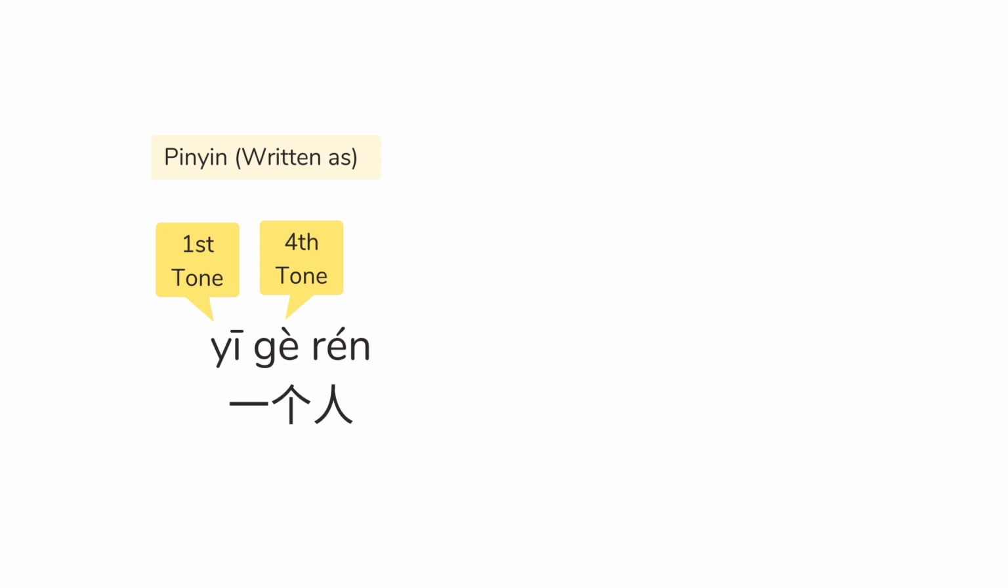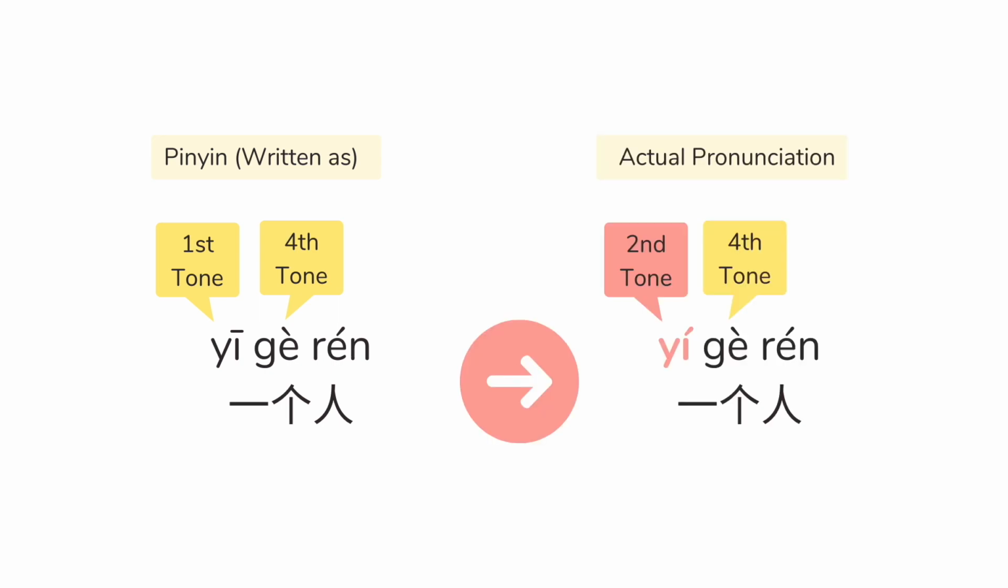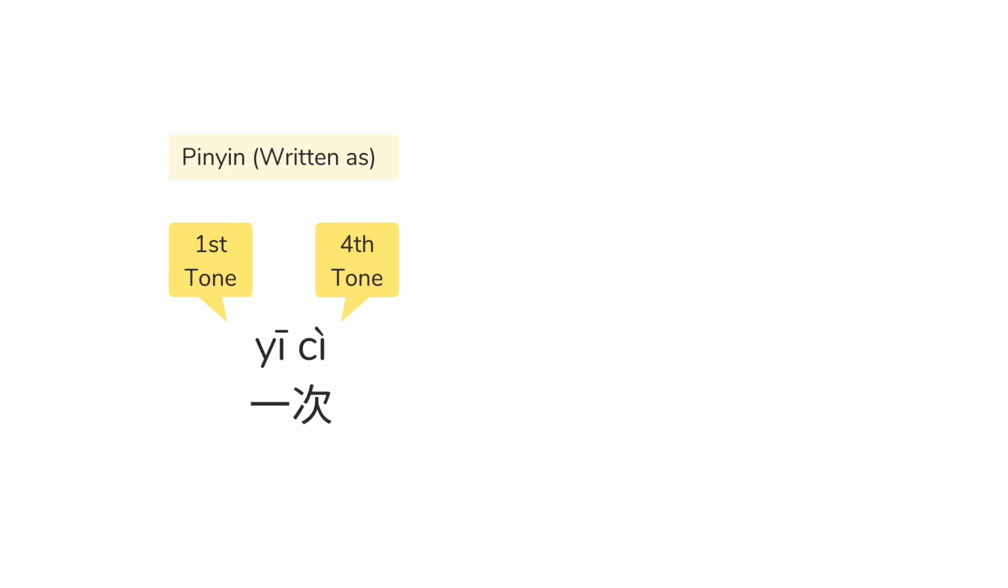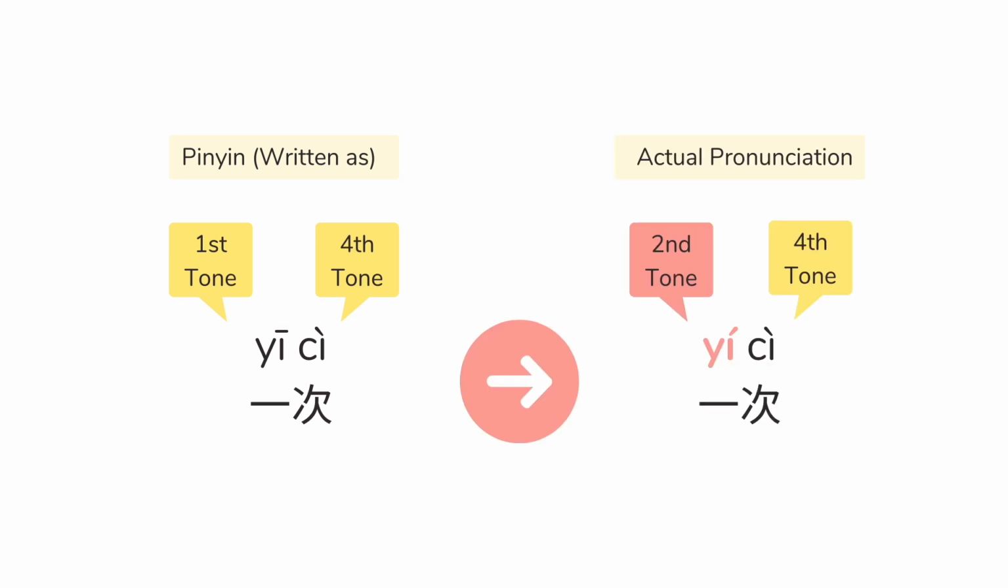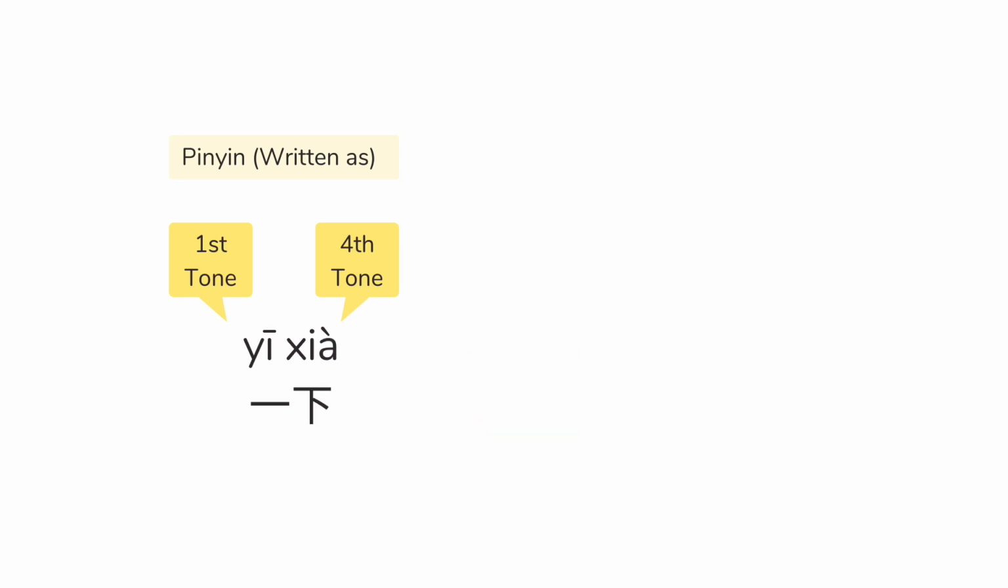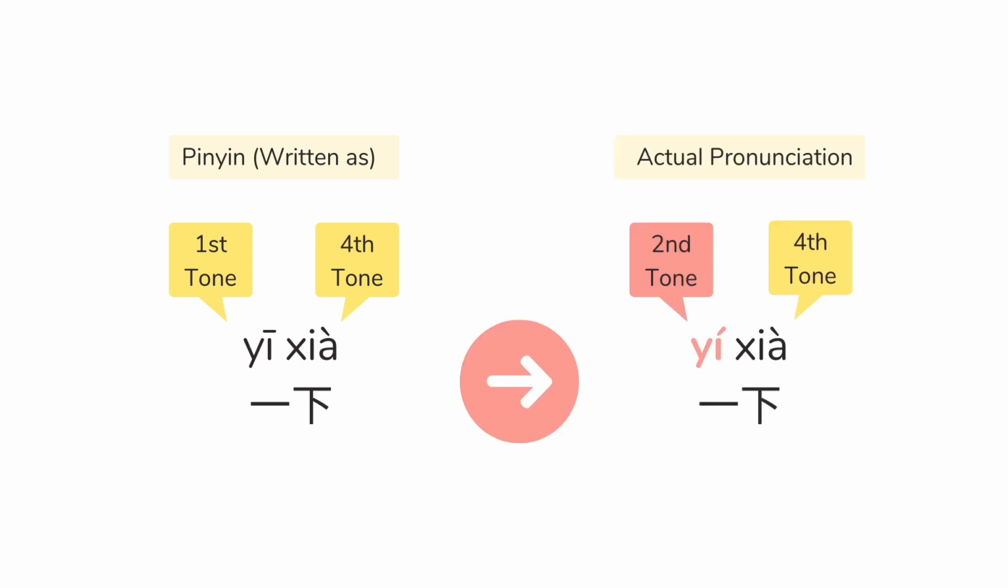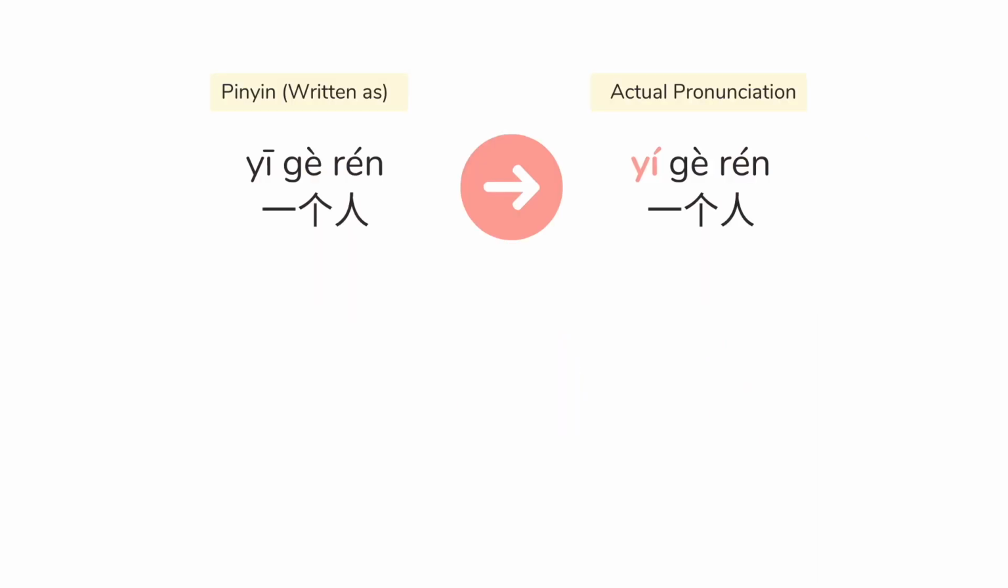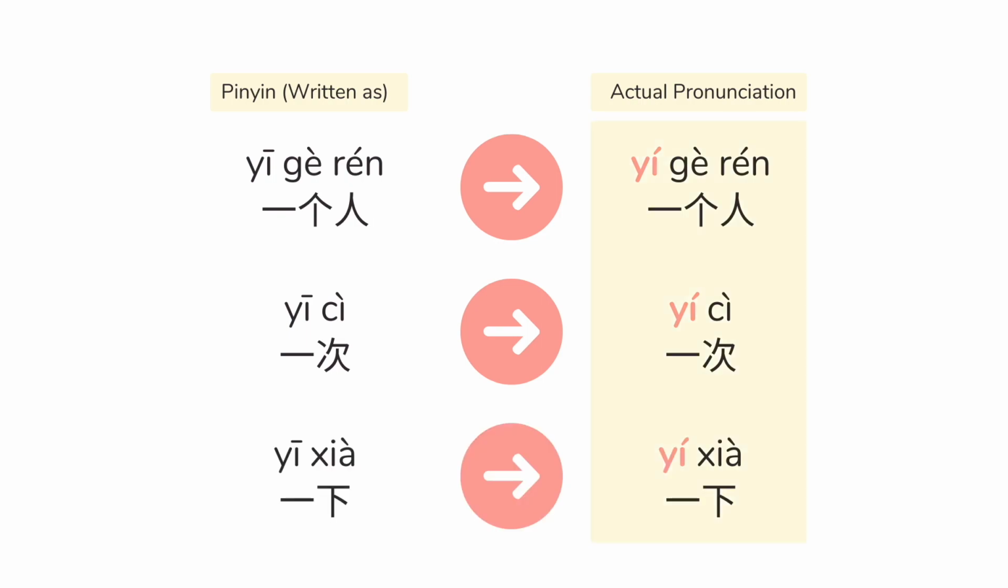Instead of 一个人, we say 一个人. Instead of 一次, we say 一次. Instead of 一下, we say 一下. Let's hear them one more time. 一个人, 一次, 一下. Keep this tone change in mind as this change is often not labeled.